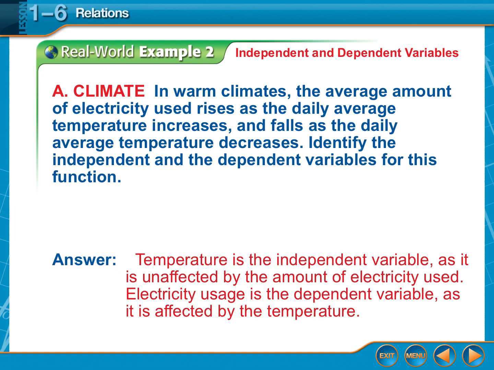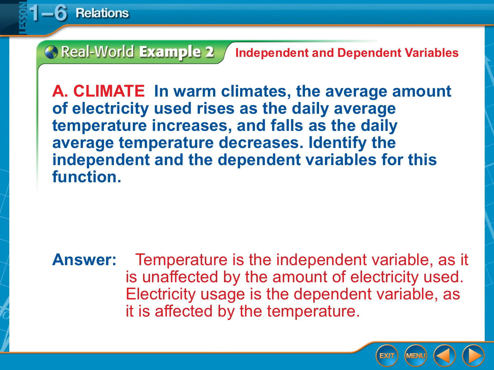So in warm climates, the average amount of electricity used rises as the daily average temperature increases and falls as the daily average temperature decreases. Identify the independent and dependent variables. Which is the independent variable? I know it tells us. Why is temperature the independent variable? Because it's on its own, right? Temperature just changes independently on its own. What is our dependent variable? Electricity. Why is that the dependent variable? Because it changes with the climate.